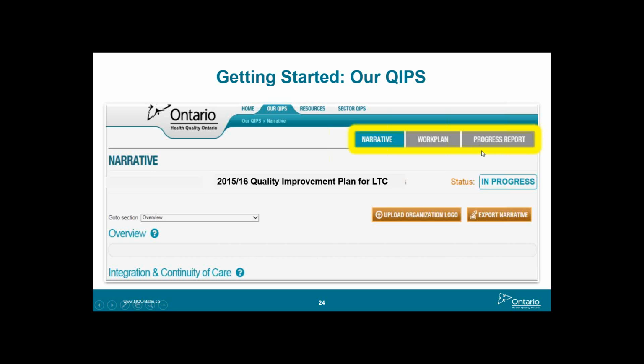For long-term care homes for the 2015-16 year, you will not be required to submit a progress report, even if you voluntarily submitted last year. The reason, again, is because you didn't submit through the Navigator, and you weren't required to last year. We were still building it. I'm just going to walk you through the progress report, because I do want you to start to think about how you're monitoring your quality improvement plan, and be prepared for next year.